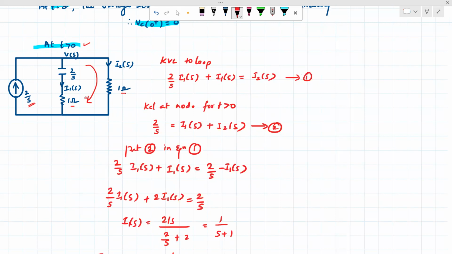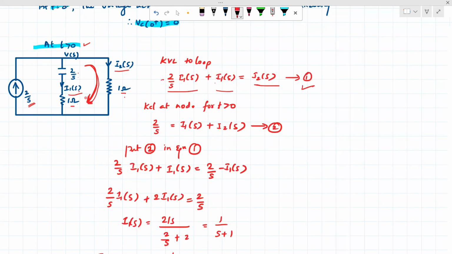Applying KVL to this loop which I have mentioned here, I get 2 by S, I of S, then there is I1 of S and 2 divided by S, I1 of S. Why am I writing this? My direction is taken clockwise, but this current I1 of S is coming in the opposite direction, which is why I have taken plus. This equals I2 of S into 1 ohm. Call this equation number 1.